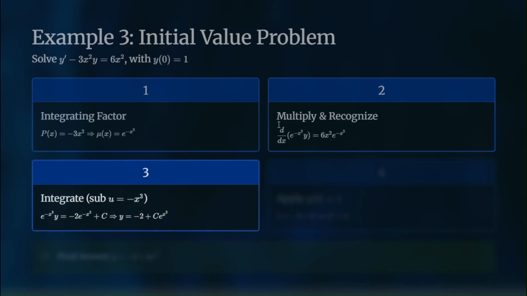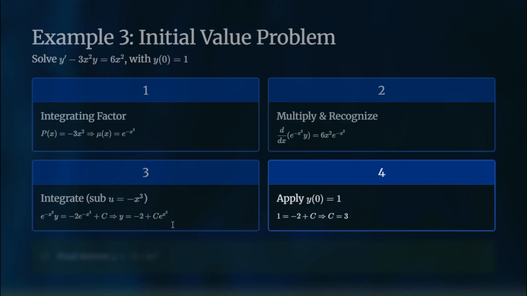Integrating both sides, this left side will become e to the power negative x cubed y, but in order to integrate the right side, we'll need to use substitution. If we let u be the exponent here, negative x cubed, du will be negative 3x squared dx. We can simply multiply by a negative 2 in order to get 6x squared dx. So this integral becomes negative 2 e to the power negative x cubed plus c. Finally, to solve for y, you'll need to divide both sides by e to the power negative x cubed. So y will be equal to negative 2 plus c e to the power positive x cubed.